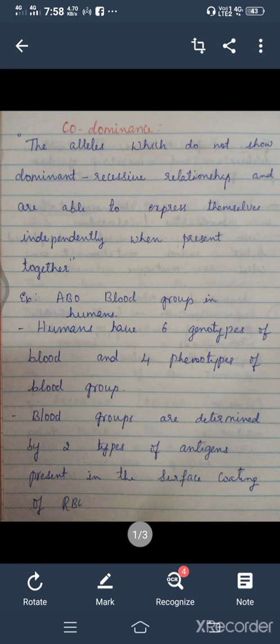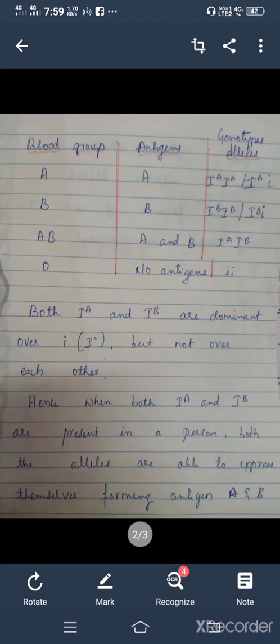Blood groups are determined by two types of antigens present on the surface coating of the RBC. So how are the blood groups determined? We can tell the blood group by the types of antigens present on the surface of the RBCs in our blood. That is, the red blood corpuscles of our body have some antigens produced on their surface, and based on that we can tell the blood group system.